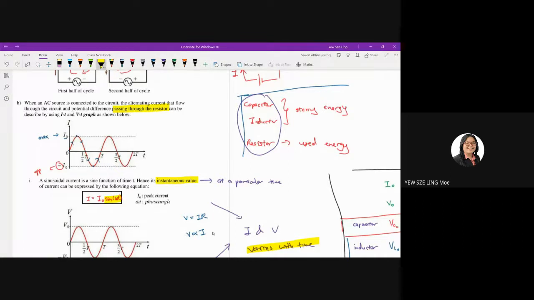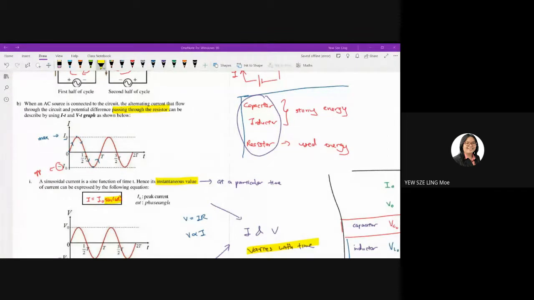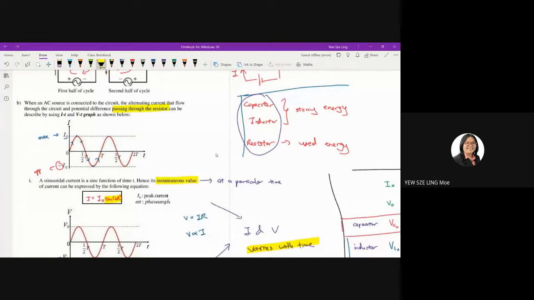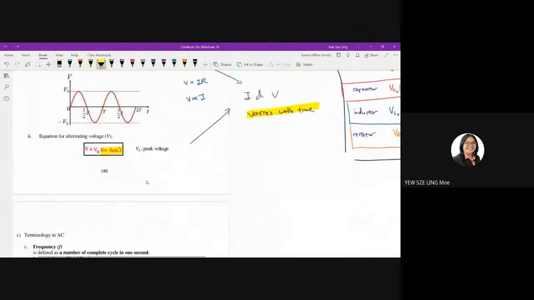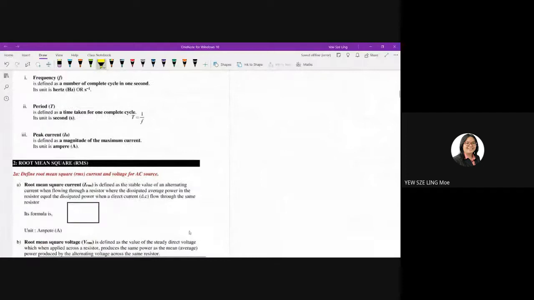Now, of course, when we go through this chapter, we are going to learn various types of graph. We have the graph for capacitor, we have the graph for inductor, and you have to know all those graphs. Semua graph Anda kena tahu. Kalau Anda tak tahu graph, maka Anda tak boleh jawab nanti. Because the graph is very important. You need to sketch a phasor diagram in chapter 6. What does it mean by phasor diagram? Well, we'll look at it in a bit.